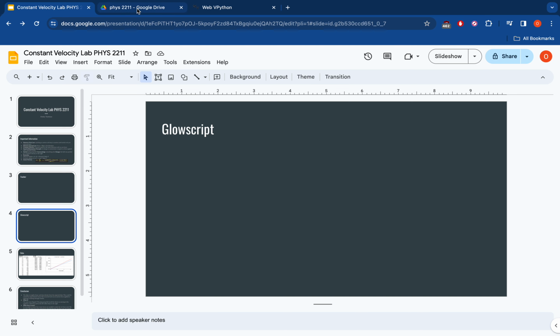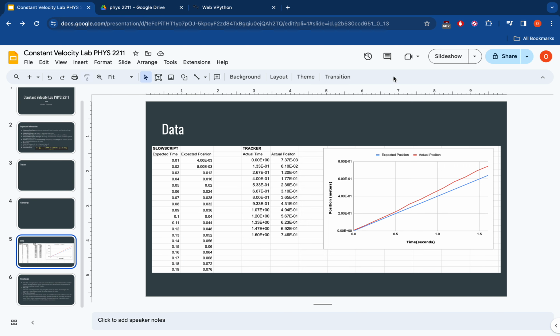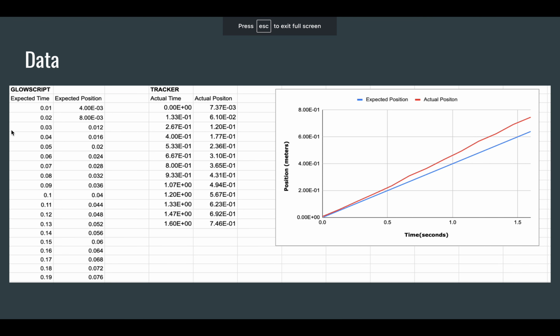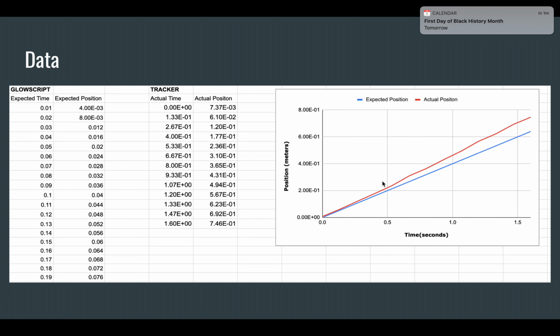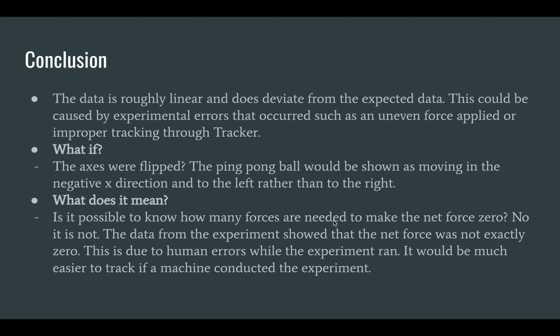Now these data points were then compared between Tracker and GlowScript, and these were graphed on the same plot right here. The top graph is the actual position, and the bottom line is the expected position. And now the slopes are a little bit off, and this could be due to some experimental errors, such as an uneven force applied or improper tracking through Tracker.